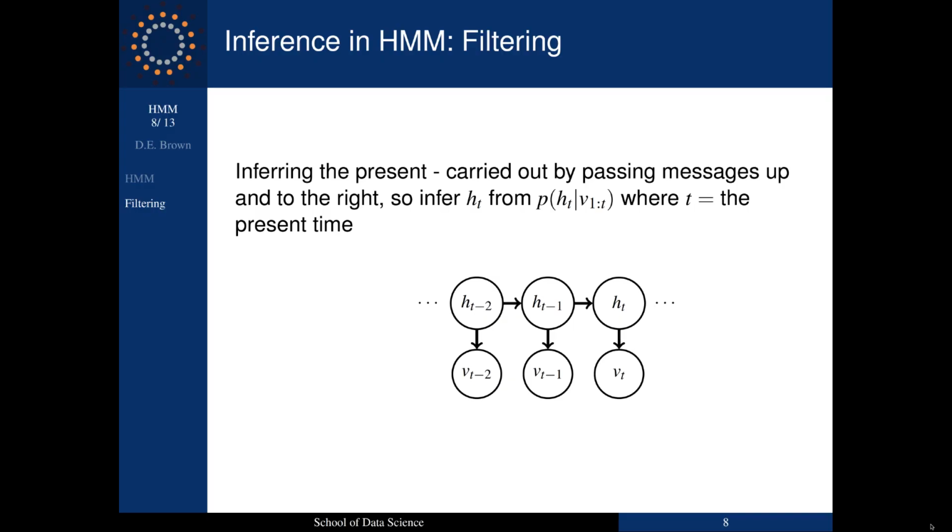So we want to infer a hidden state h sub t given all the previous states, the states 1 through t that we can observe. So these are the visible states 1 through t. So what we want is to find this probability of h sub t given all the visible states 1 through t, where t is the present time. It's where we're at currently.